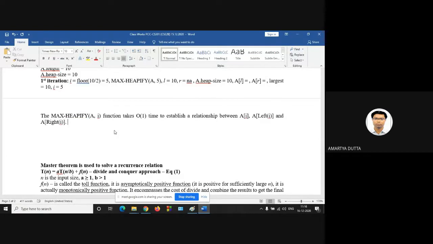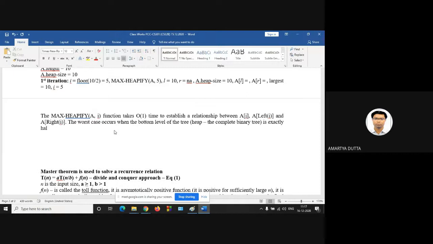The worst case occurs when the bottom level of the tree, more specifically your heap, which is a complete binary tree, is exactly half full. Please clarify.